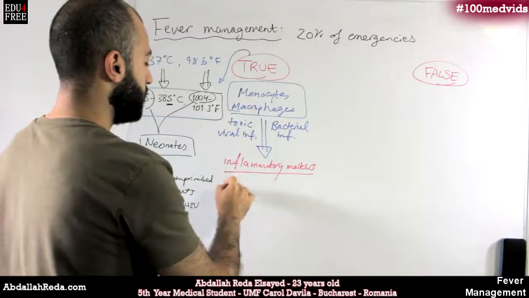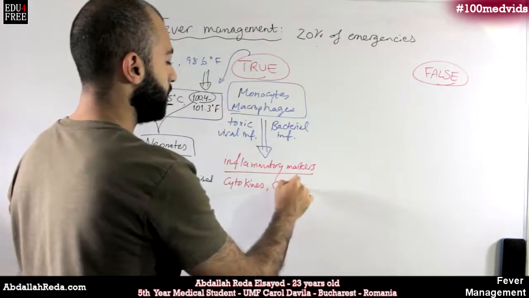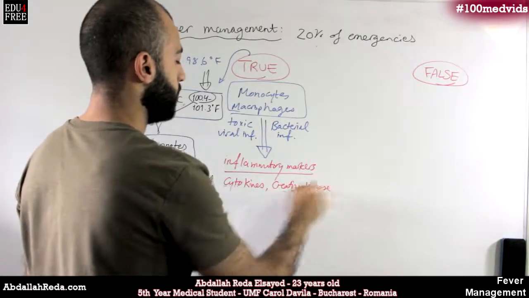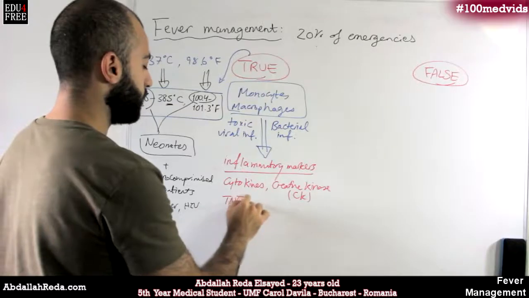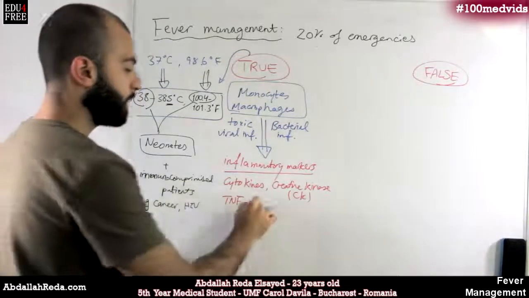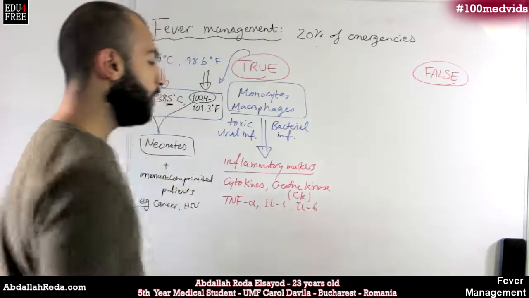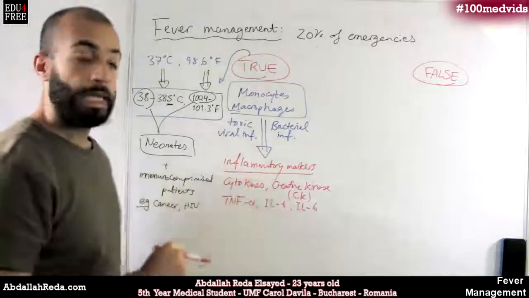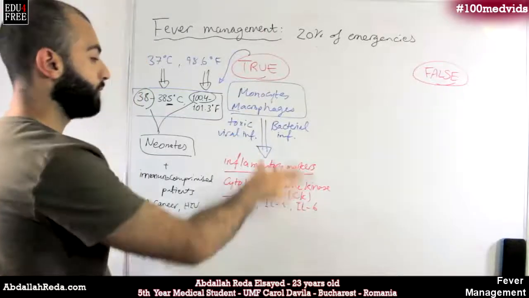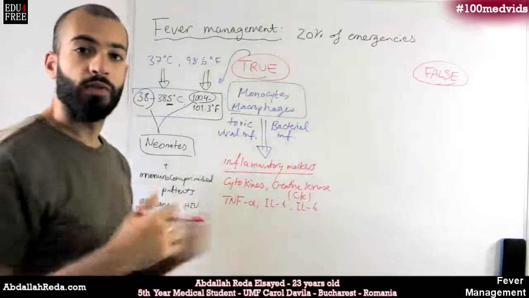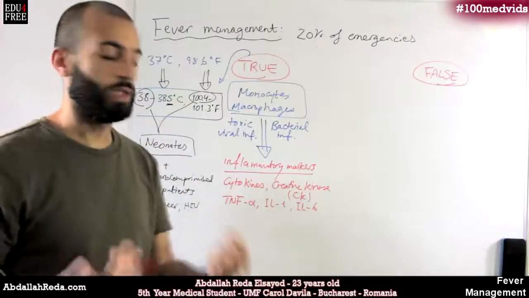For example, we have cytokines. We have creatine kinase, or CK for short. We have tumor necrosis factor alpha, TNF alpha. We have interleukin 1, interleukin 6. All of those markers, if we find them in blood, mean that we have an inflammation, and this would correspond to the fever, so that we know that the fever actually has a reason, and then further investigations should be done.